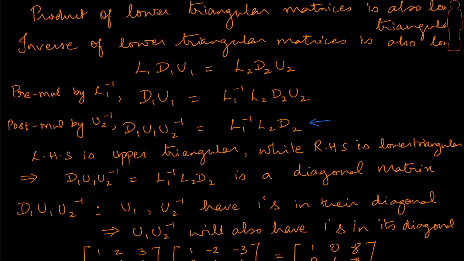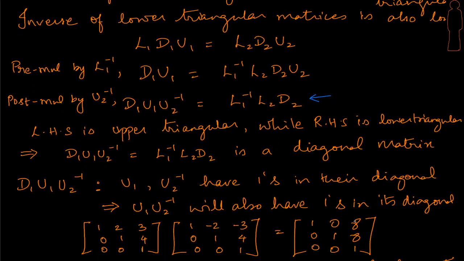Okay, now let's look at each of those individual parts. Let's take this left hand side, D1 U1 U2 inverse. We know something about them. In LDU, when we did the factorization, we said we want L and U to be looking similar, and we wanted ones on the diagonal of the upper triangular matrix. That's when we shifted from LU to LDU, and therefore U1 and U2 inverse will definitely have ones in their diagonal, right? Now when you take the product of them, that will obviously also have only ones in its diagonal. Now I've just given an example here for us to understand.